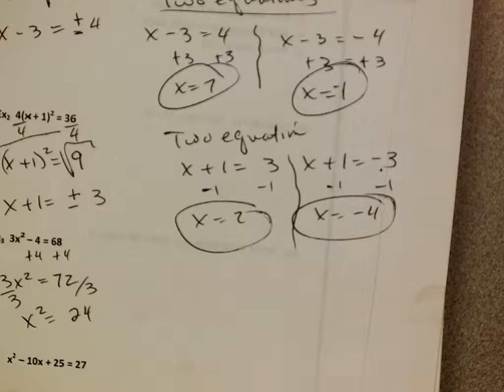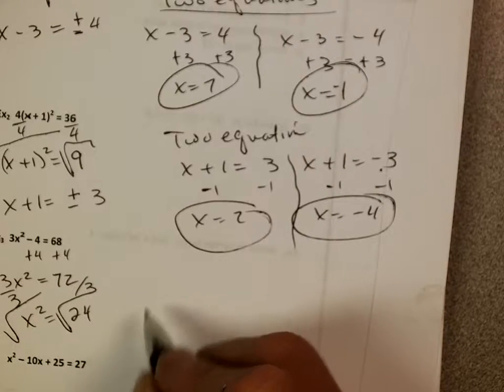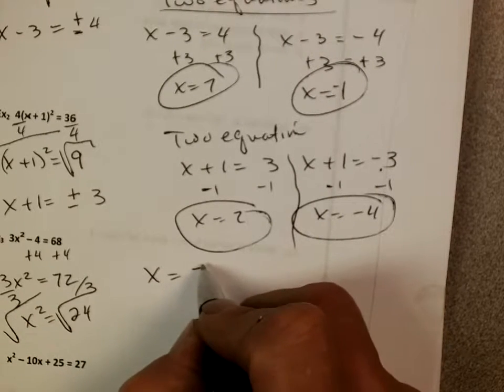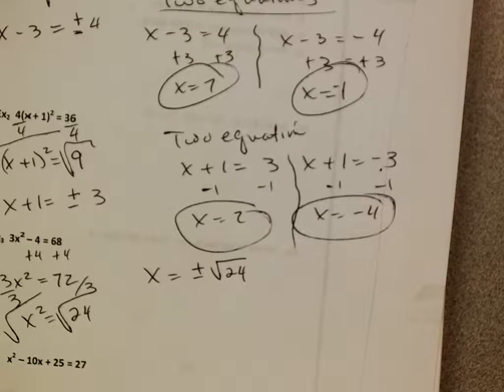And we've broken down square roots before, okay? So if we take the square root of both sides, we're going to get x equals plus or minus the square root of 24. Square root of 24 is not a good number. I mean, it's not a perfect square. It's 4.9, blah, blah, blah. But it's not a very nice number.